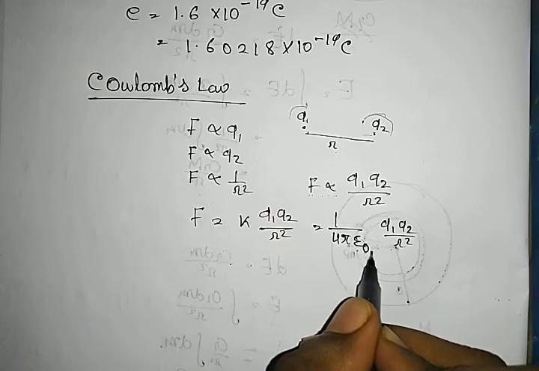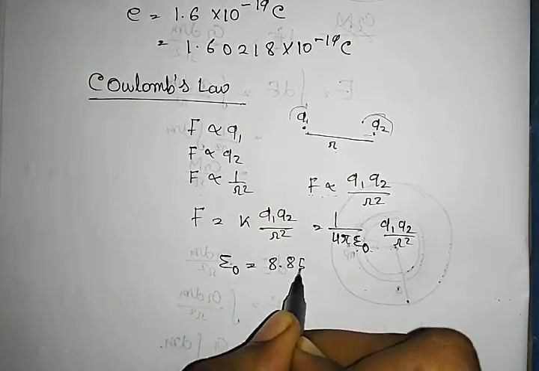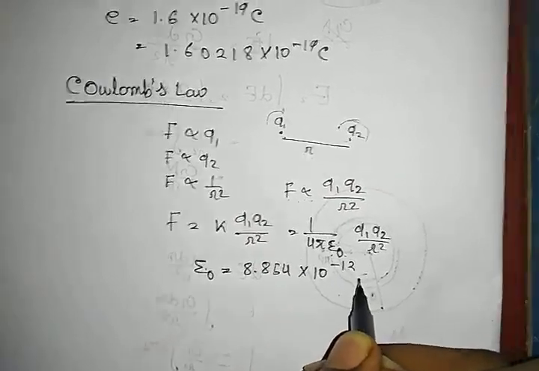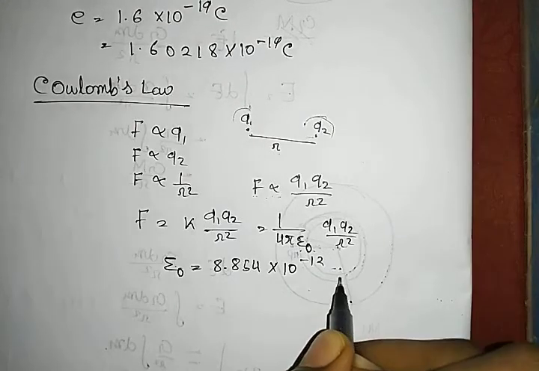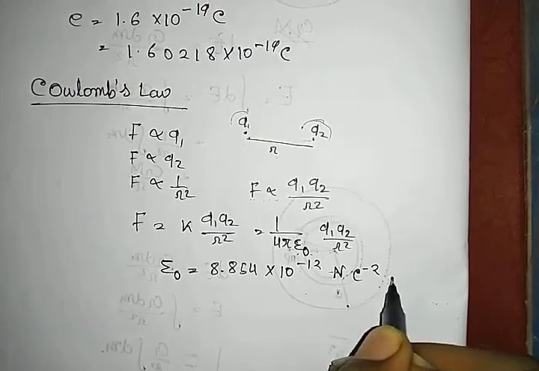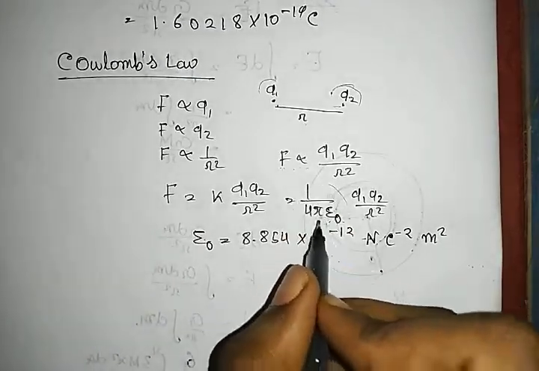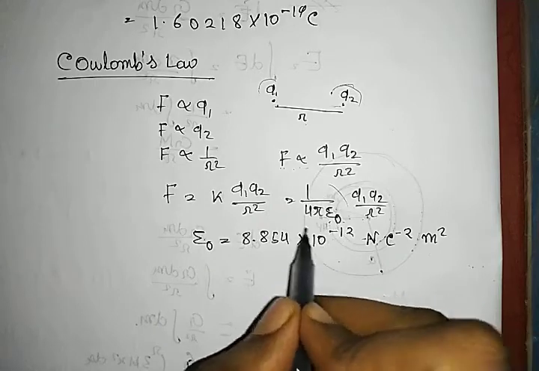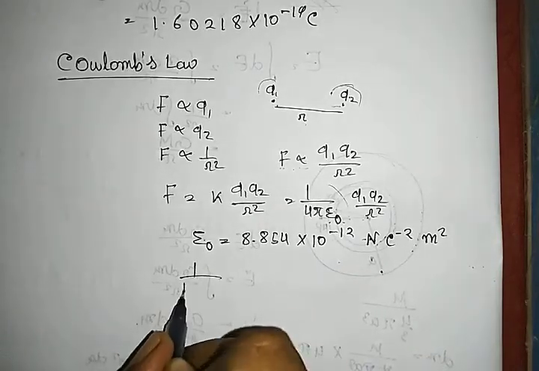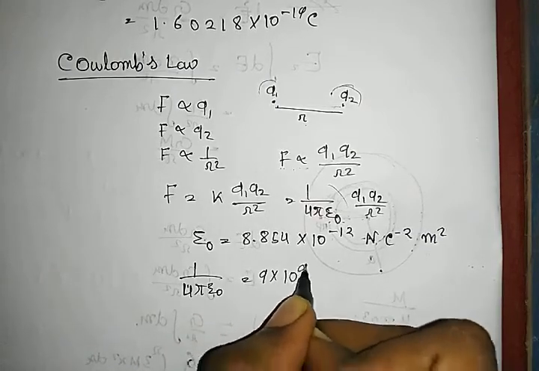So epsilon 0 for vacuum has a specific value, written as 8.854 into 10 to the power minus 12 Newton Coulomb inverse 2 meter square. And this 1 by 4 pi epsilon 0, it will be very good if you can memorize the value of this term also. So this will be 9 into 10 to the power 9.